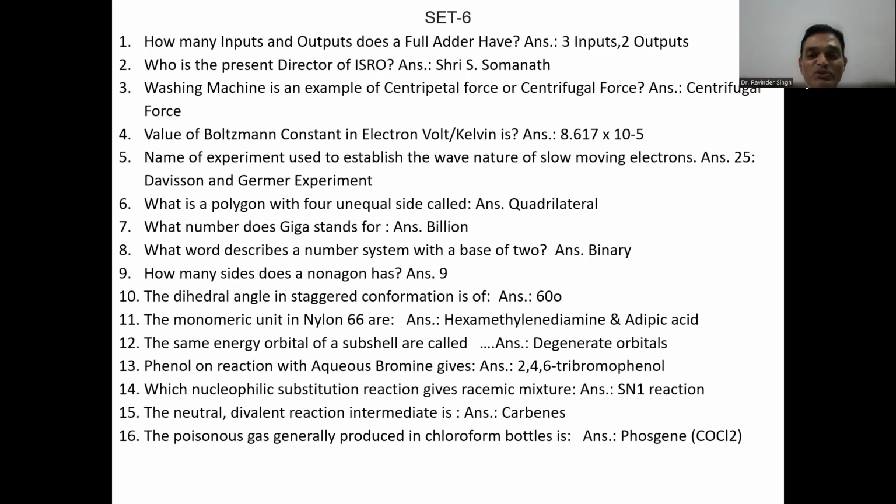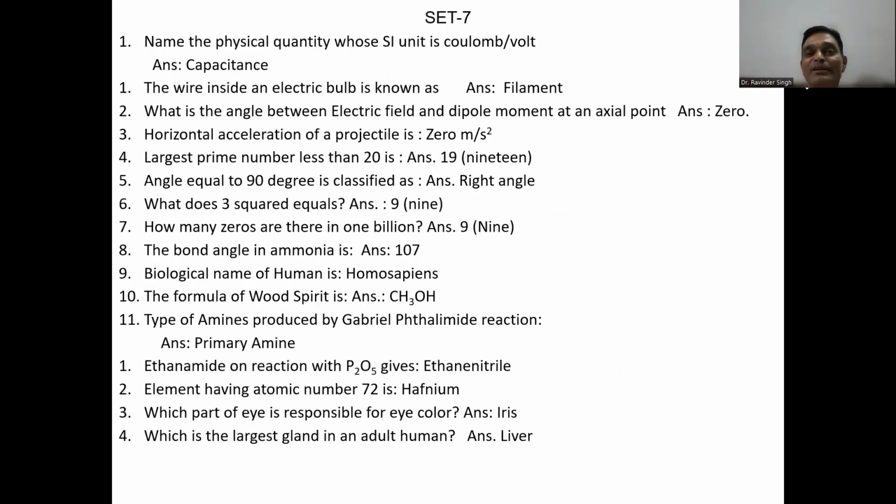Which nucleophilic substitution reaction gives the racemic mixture? Answer is SN1 reaction. The neutral divalent reaction intermediate is carbenes. The poisonous gas produced in the chloroform bottle is phosgene, COCl2. That is the set number 6. Next, the set number 7.